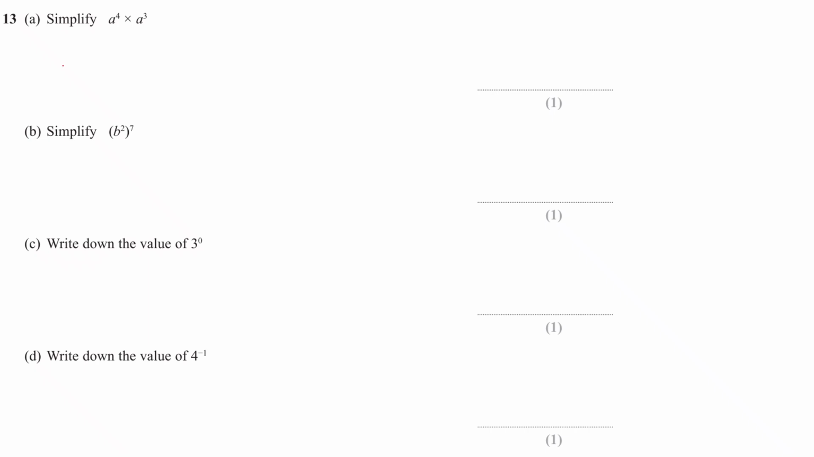Looking at some indices for your upcoming November mocks, exams or December assessments that you might have in school. So 13a, simplify a to the 4 times a cubed. Now when I multiply with the same base, so the base here is actually a, I just add the powers. 4 plus 3 is 7. So it's a to the power of 7.